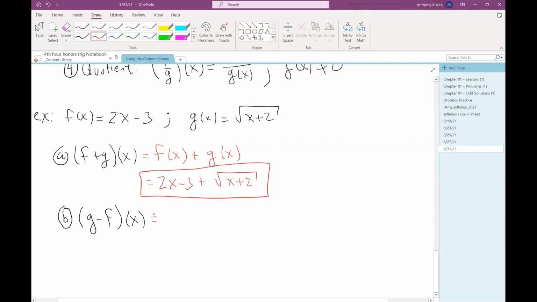What if we do (f minus g)(x)? Well, our definition above says that I can do this just by f(x) minus g(x), right? And then the problem tells me g(x) is square root of x plus 2, and f(x) is 2x minus 3, so I can just write this, right? I hope somebody disagrees, because what I've written is not quite right.